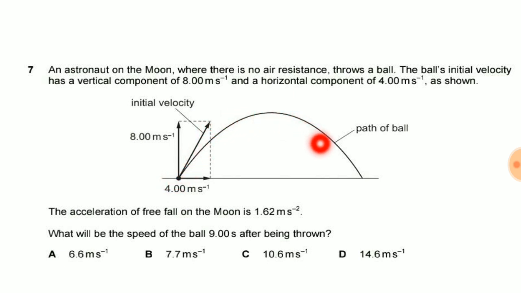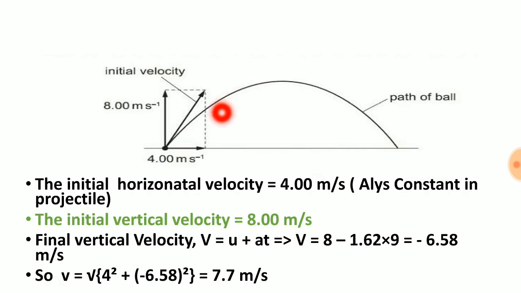This is the velocity with which it is traveling at the beginning. Now we need to find the velocity 9 seconds after the throw. After the throw, it will travel some distance in this path, and at 9 seconds we need to find its velocity. In the case of projectile, we need to know one thing, that this component of velocity always remains the same whatever the position. So if we know the initial horizontal velocity, then we know the final horizontal velocity, because this is always constant here, but this velocity changes. Because of that, the resultant velocity also changes.